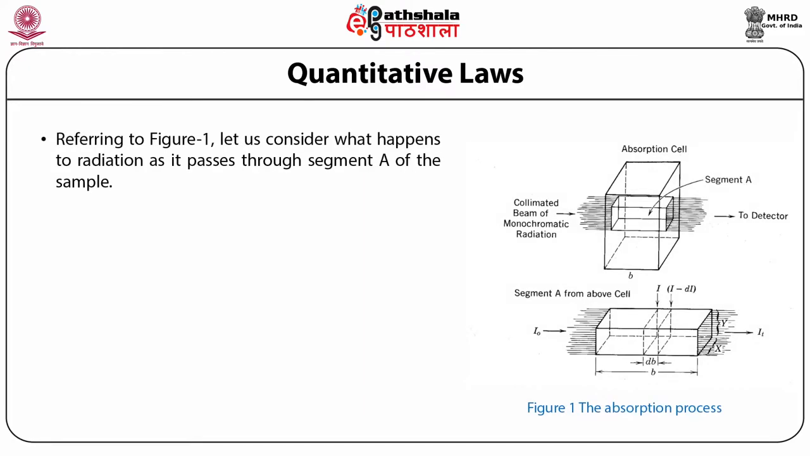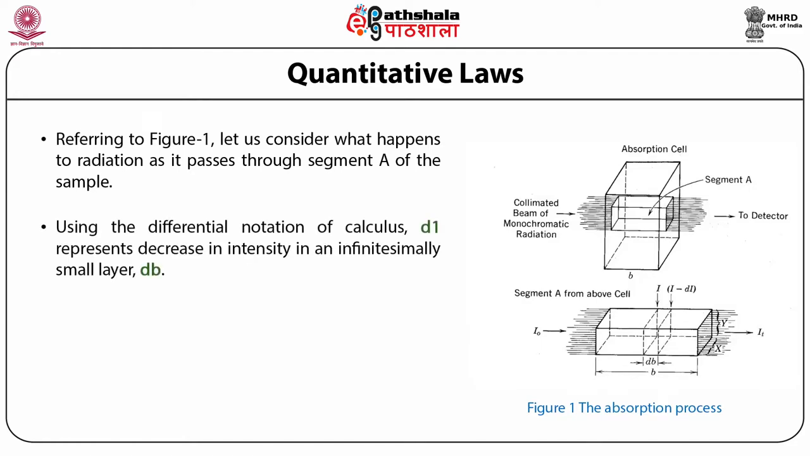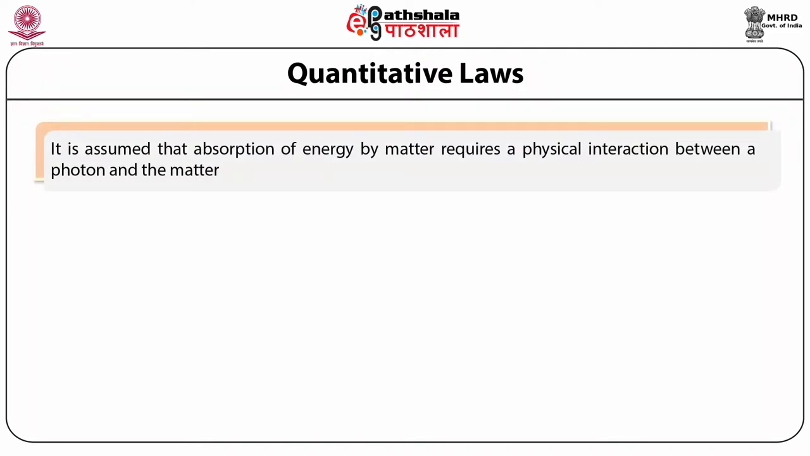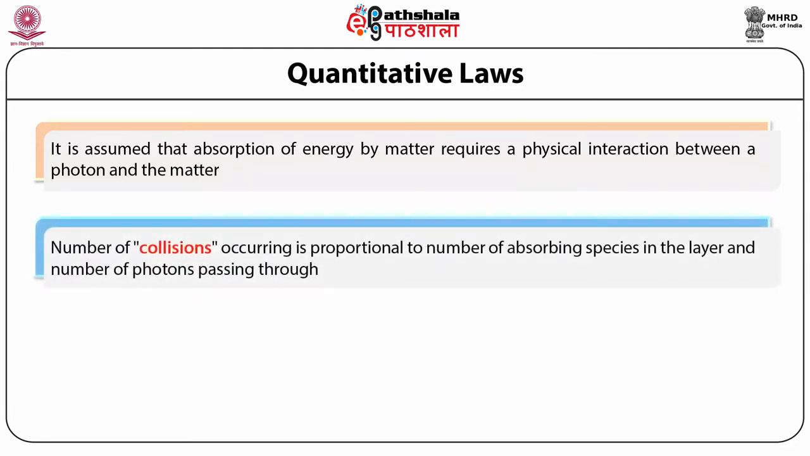Let us consider what happens to the radiation as it passes through segment A of the sample using the different notations of calculus. dI represents the decrease in intensity in an infinitesimally small layer dB, that is the amount of radiation absorbed in this layer. You can very well see this in figure 1. Here it is assumed that the absorption of energy by the matter requires a physical interaction between a photon and the matter. As a result, the number of possible collisions occurring in this layer is proportional to both the number of absorbing species in the layer and the number of photons passing through it.